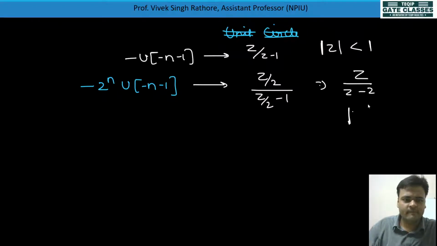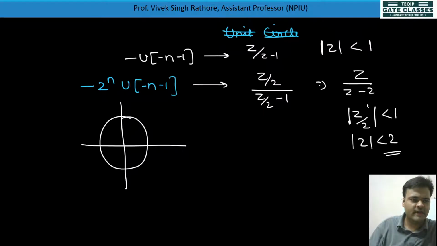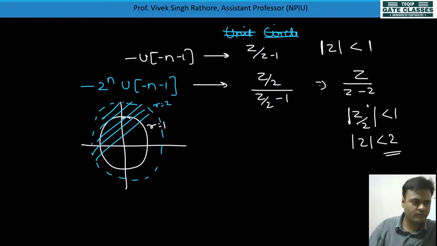So here also mod z by 2 will happen, is less than 1, so mod z is less than 2. Okay. So see, now what will happen, we'll draw its ROC. Let's suppose this is the unit circle, r is equal to 1 circle. And see, the region of convergence is mod z less than 2, so here we'll make a circle of radius r is equal to 2, and it should be less than 2, so the ROC will be inside, we'll plot like this.